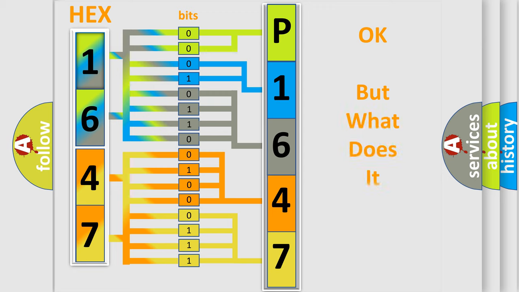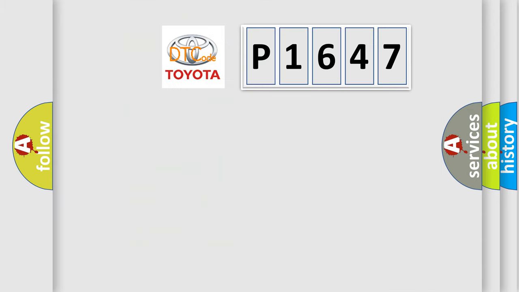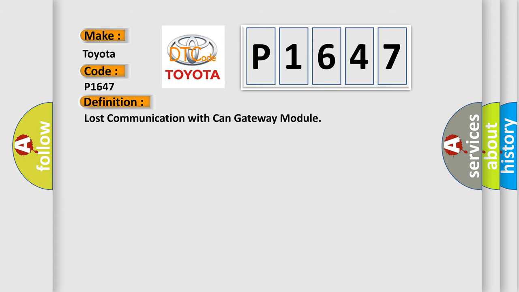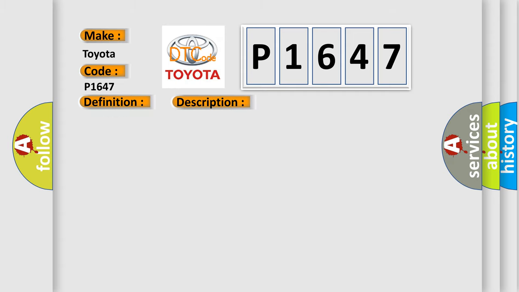The number itself does not make sense to us if we cannot assign information about it to what it actually expresses. So, what does the diagnostic trouble code P1647 interpret specifically for Toyota car manufacturers? The basic definition is lost communication with CAN gateway module. And now this is a short description of this DTC code. Lost communication with CAN gateway module.